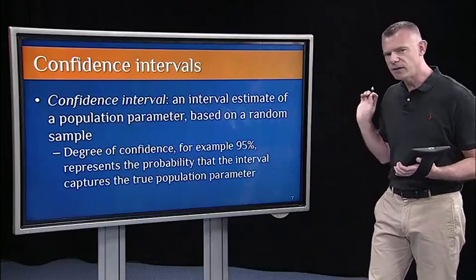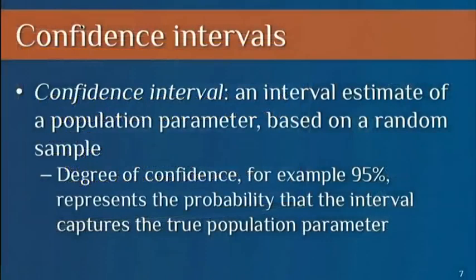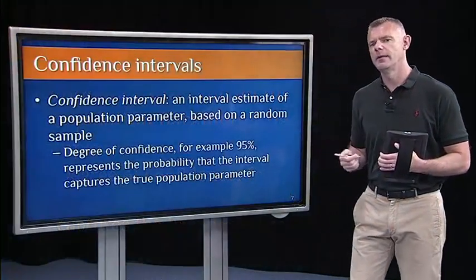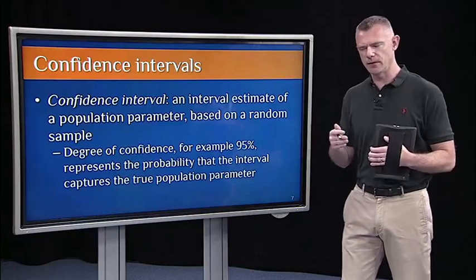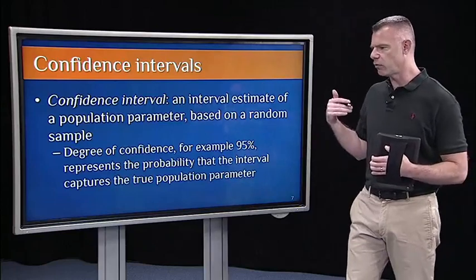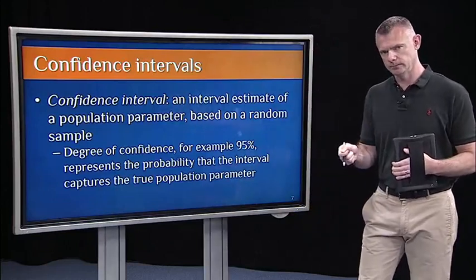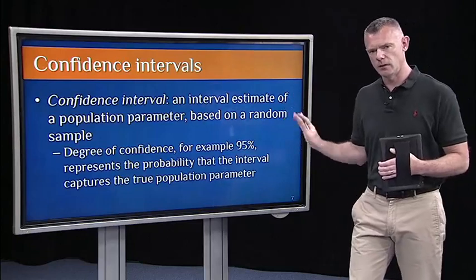So to be clear, a confidence interval is an interval estimate of a population parameter based on one random sample. The degree of confidence, like how confident we want to be in this interval, for example, 95%, that's one of the most common confidence intervals that's reported. When we do this in lab and we do this in the R software, that's the default confidence interval, 95%. That represents the probability that the interval will capture the true population parameter. Okay, so this is the formal definition of confidence interval.